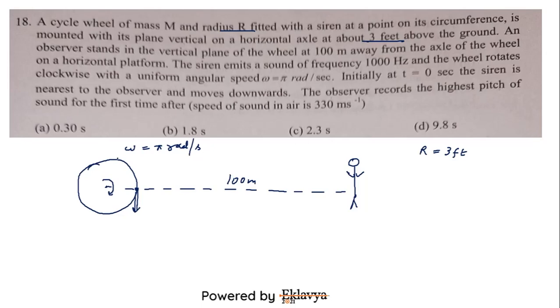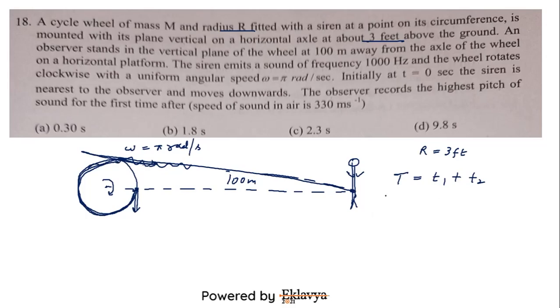So highest pitch will be recorded when this siren moves directly towards the observer. So at whichever point you are considering the observer, the size of the observer is not given, so let's just consider any point here. If I draw a tangent from this point on the circle, when this siren reaches this point, at that instant whatever wave is emitted, that wave will take some time to reach the observer, and that will be our answer. Our answer will comprise of two parts, t1 and t2. t1 will be the time taken by the siren to reach this position, and t2 will be the time taken by the wave generated at this position to reach the observer.